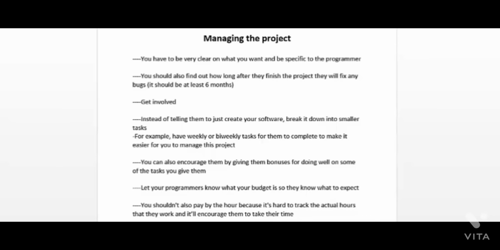Okay, and you could also encourage your programmers or coders by giving them bonuses for doing well on some of the tasks that you give them. Okay, and you also want to let your programmers know ahead of time what your budget is so they know what to expect. And so, with that being said, you shouldn't pay by the hour because it's hard to track the actual hours that they work, and that only encourages people to take their time on your project.